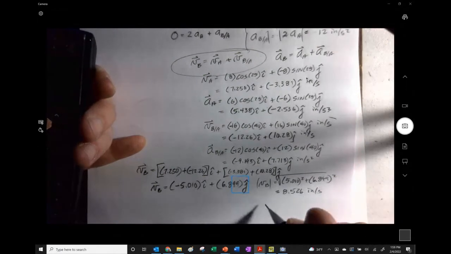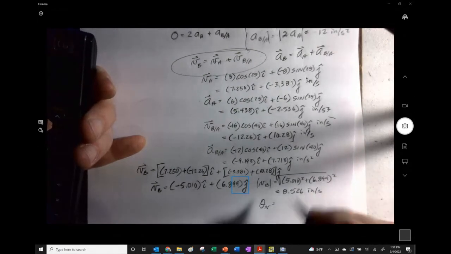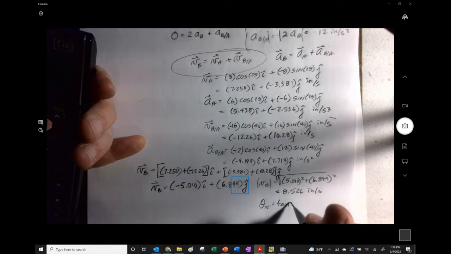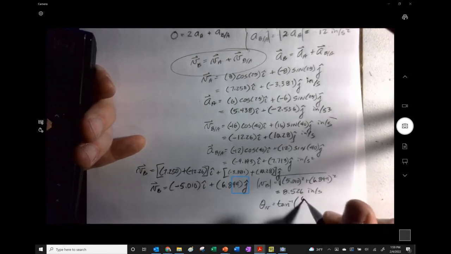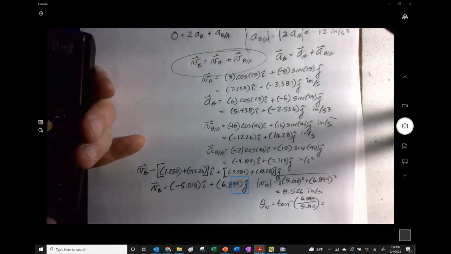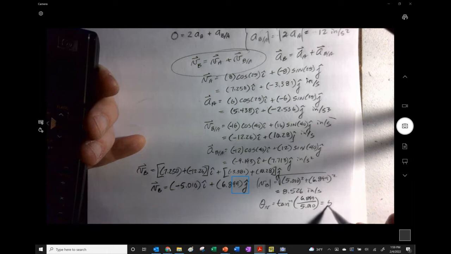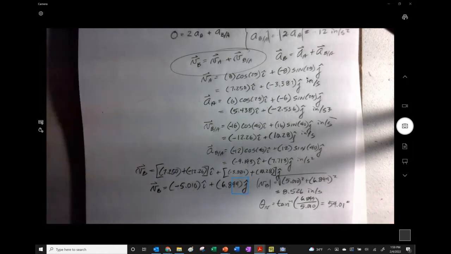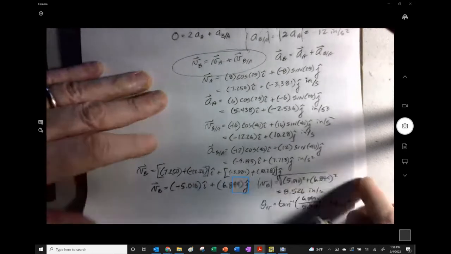Thank you. And then for the angle of that velocity, inverse tan of 6.899 over 5.010. I get 54.01 degrees. And that is definitely going upwards to there.